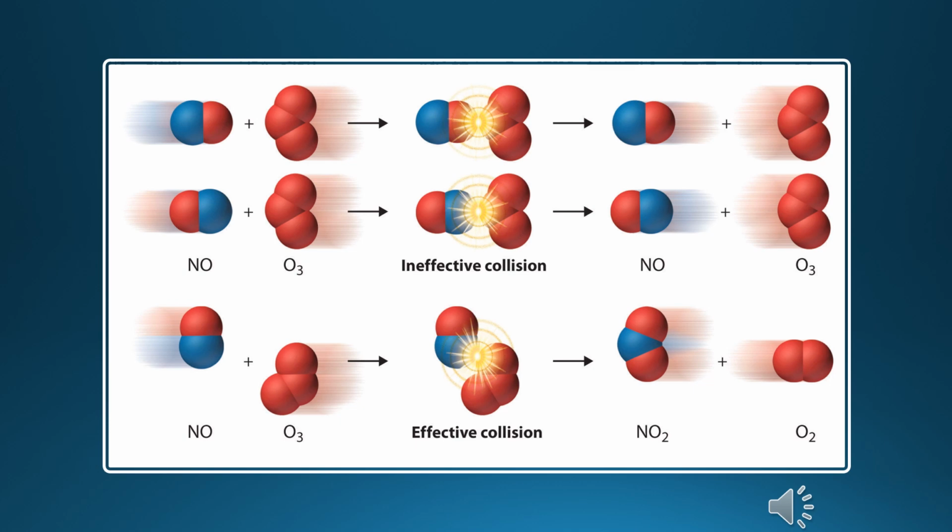Now, in the second case, nitric oxide and ozone collide and exchange energy, and we call it an effective collision. And now the product is formed, NO2 and O2. Why is there no product formation in the first case in spite of collision? Why is there a product formation after collision in the second case? This is with respect to the first condition, that the colliding molecules need to have sufficient energy, called threshold energy, for the conversion into product.